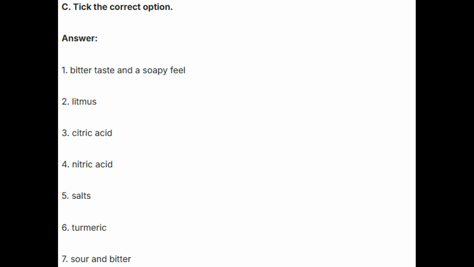Answer. First, bitter taste and a soapy feel. Second, litmus. Third, citric acid. Fourth, nitric acid. Fifth, salts. Sixth, turmeric. Seventh, sour and bitter.